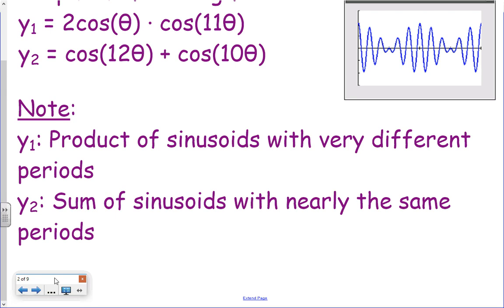Cosine of 12 theta, 360 over 12 is 30 degrees. And 10 theta, 360 over 10 would be 36 degrees. So you've got two sinusoids here with periods of 30 and 36 degrees. And if you were to graph those, I think you'd see why you won't have one function that's oscillating back and forth around the other function, or if I was finding a product there, it wouldn't be the case that I would be enclosing the other function with that larger period function.